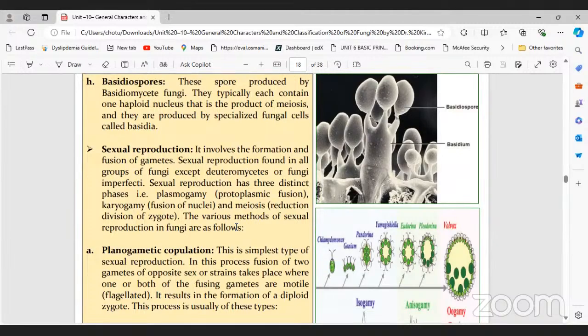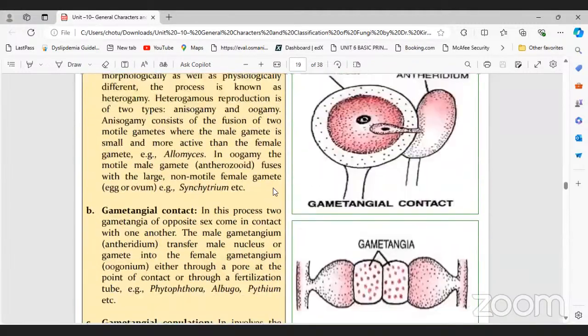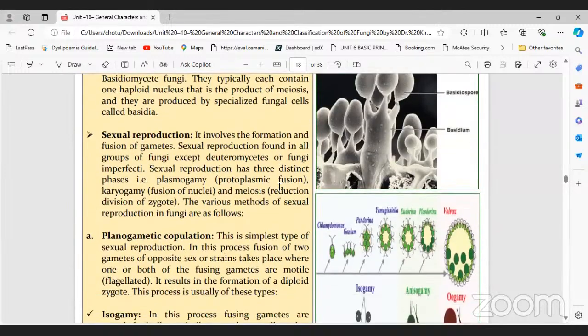sexual reproduction, occurring in a cyclic manner. First one is the plasmogamy. Plasmogamy is the fusion of two sexual cells, a process which results in the coming together of compatible, sexually differentiated nuclei in a single protoplast, in preparation for nuclear fusion.